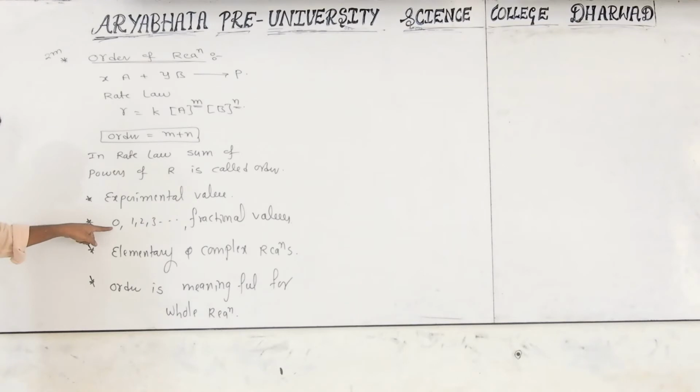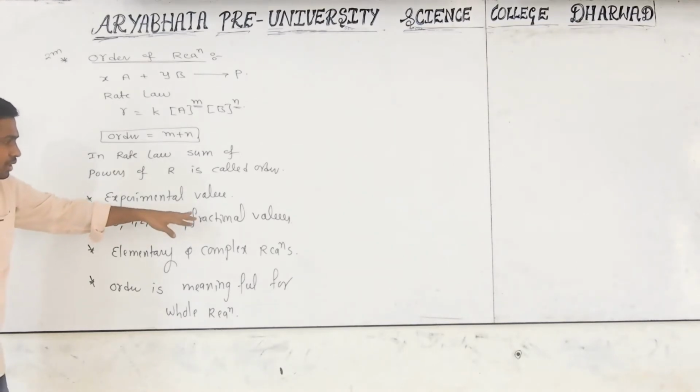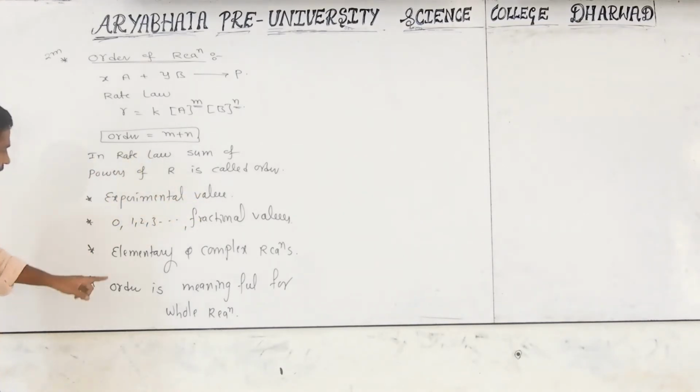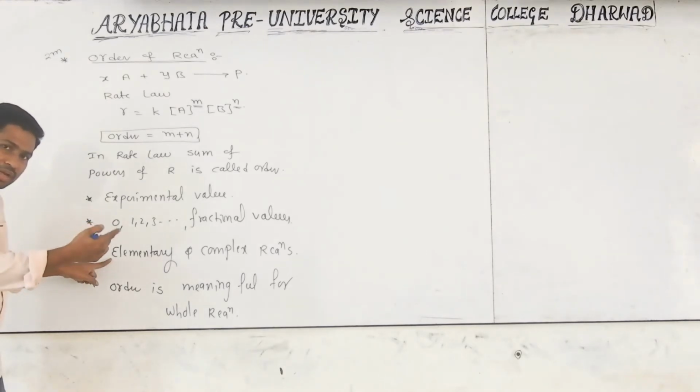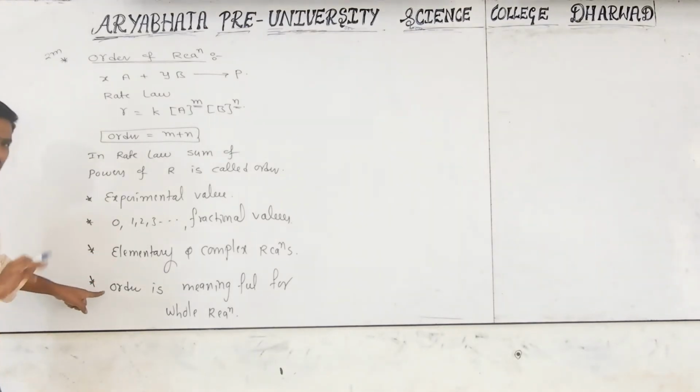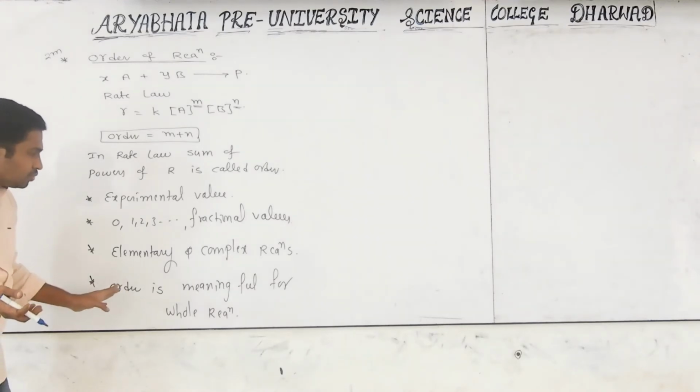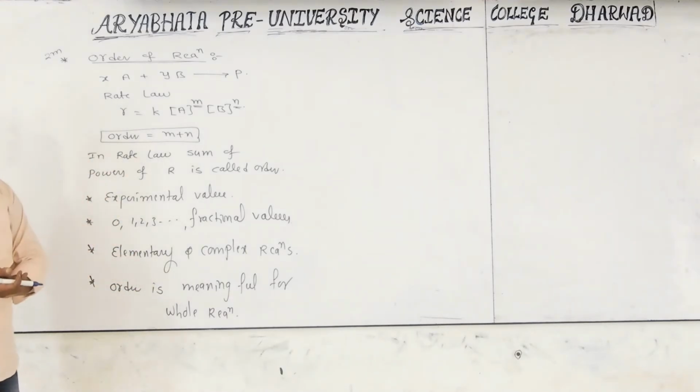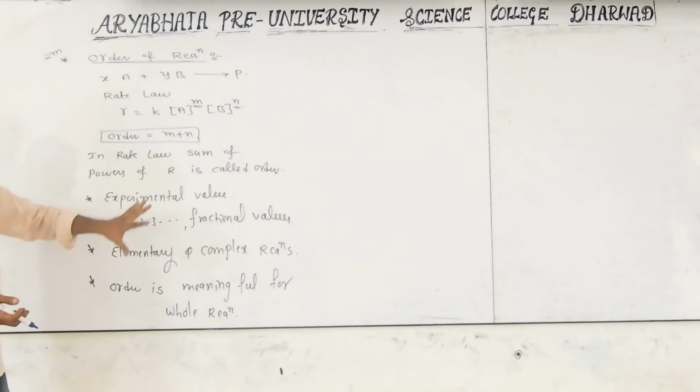Order of the reaction may be 0, 1, 2, 3 and so on, and also fractional values. The order concept we can apply for both elementary reactions as well as complex reactions. Order of reaction is meaningful for the whole reaction. I will tell all these points.